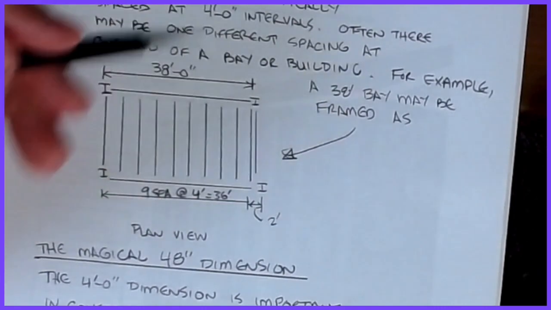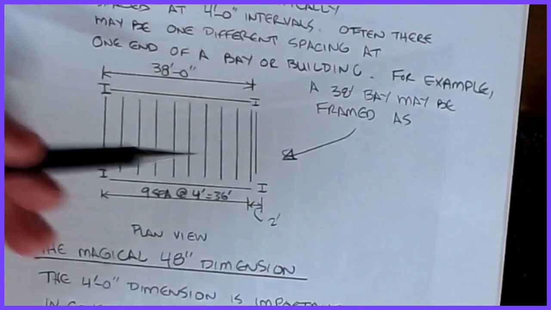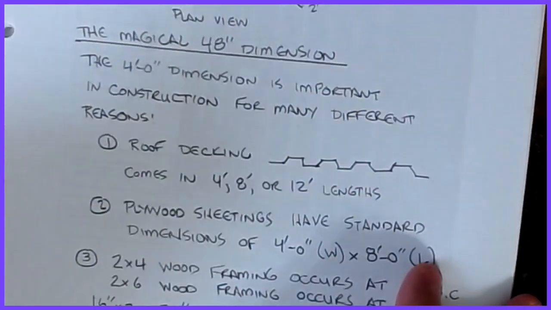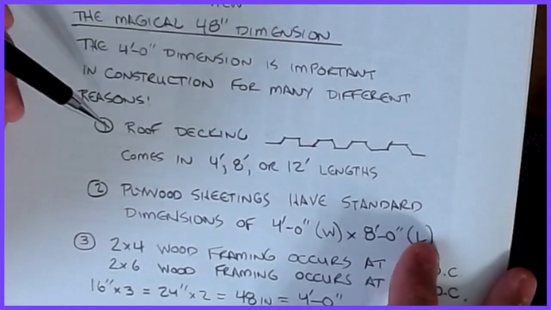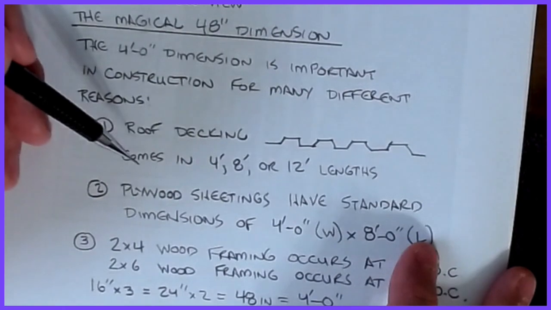But what that does is it standardizes, and most of the reason is that 4 foot is what we call the magical 48 dimension. Okay, and there are a lot of things that come in 48s. The 4 foot dimension is important in construction for many different reasons. One reason is that metal decking for roofs comes in 4 foot, 8 foot, or 12 foot lengths.